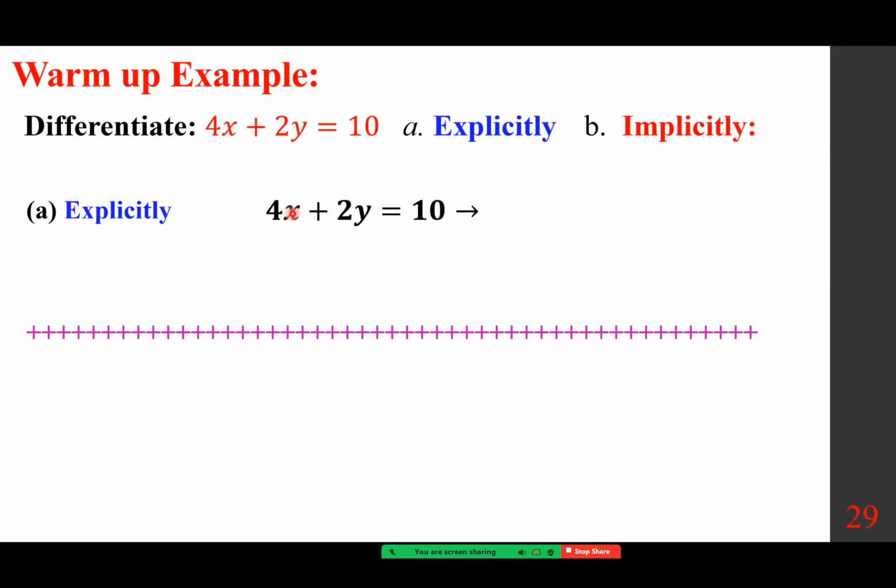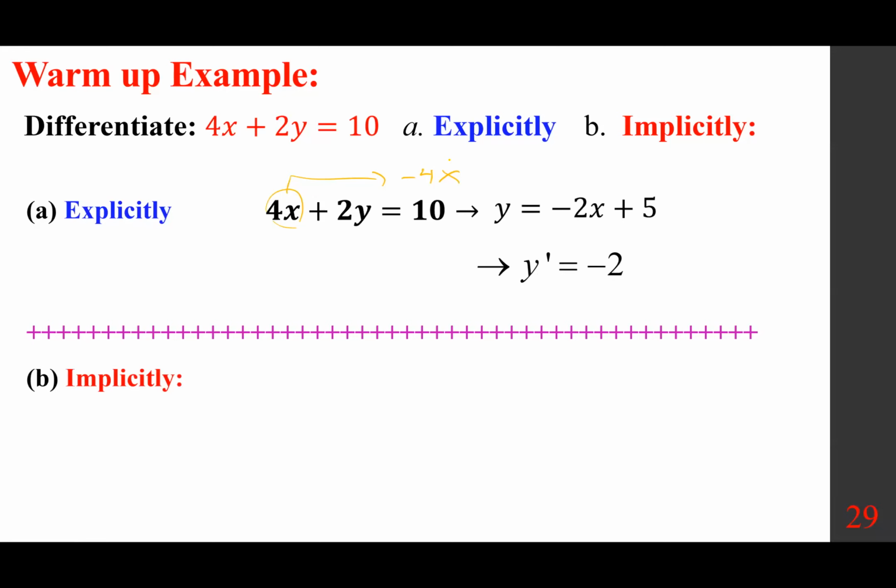So in this case, if I move the 4x to the other side and divide by 2, I get y equals minus 2x plus 5. So move and divide by 2. Clearly, y prime is negative 2. Explicitly.